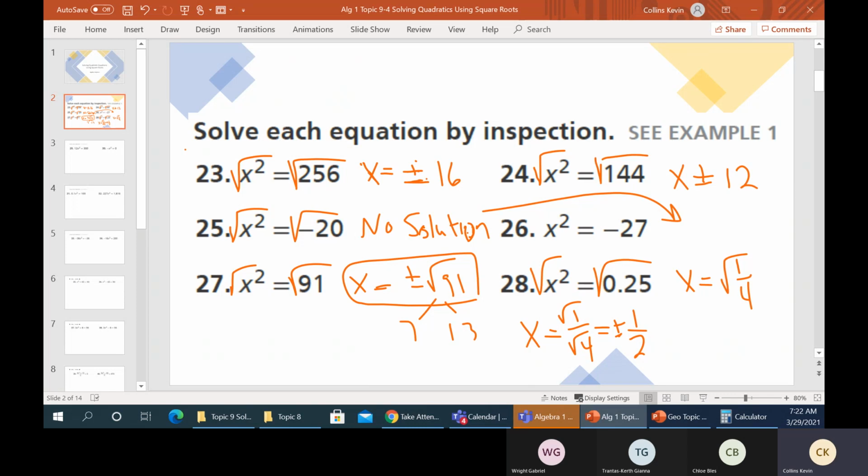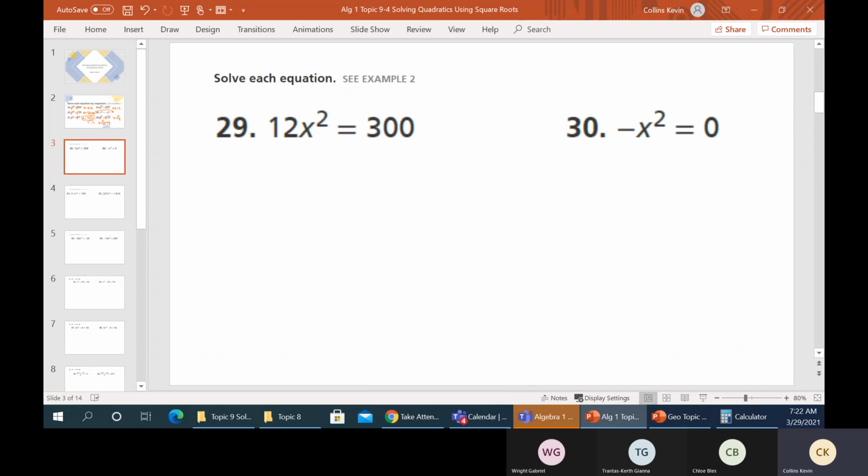All right, so let's go ahead and check out some other problems here. All right, so a little fancier, right? So this one says solve each equation. We've got 12x squared equals 300.